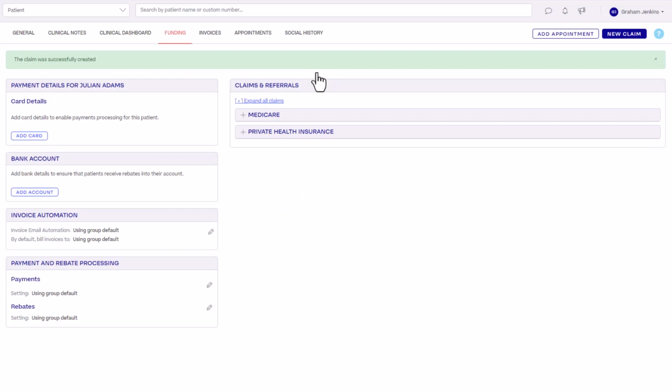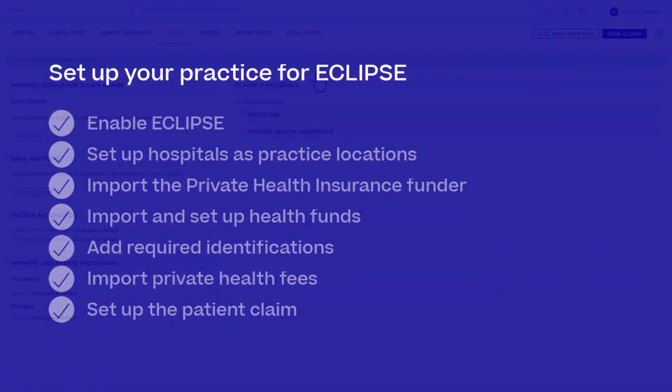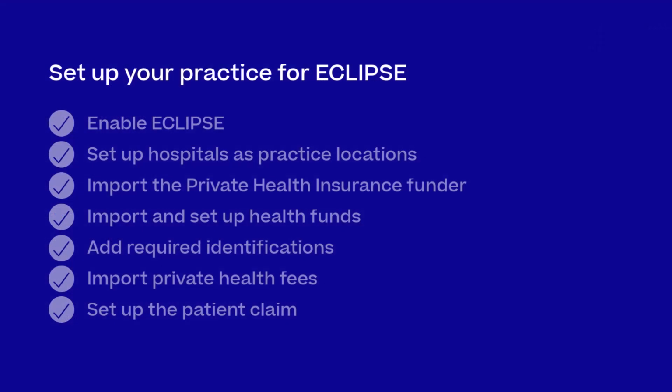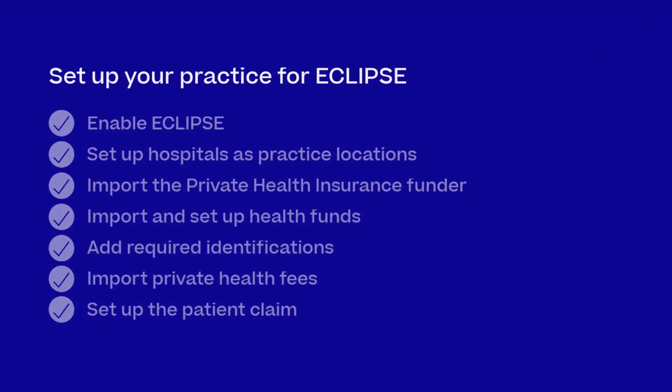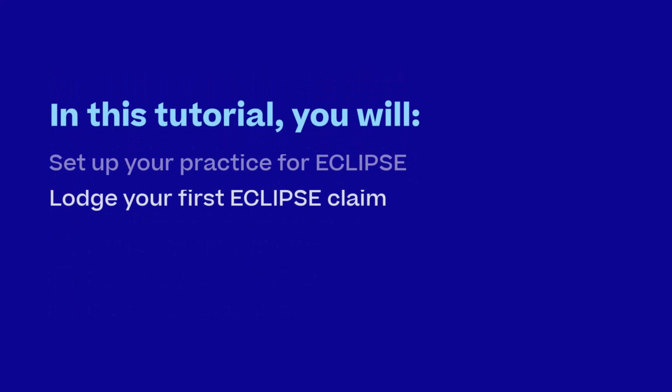You've successfully added the patient's claim details to their profile. This means that when you create another private health insurance appointment for this patient, their claim details are automatically populated. Alright, you've completed all the setup requirements for Eclipse. You can now begin Part 2, which is lodging your first Eclipse claim in Halaxy.